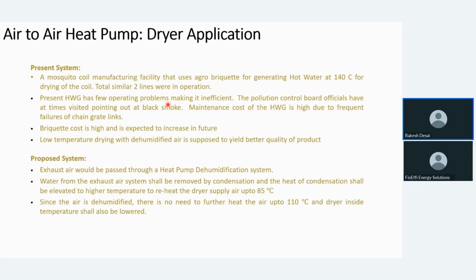That is why it was operating in an inefficient mode. Also, the pollution control board officials had visited the factory and pointed out that black smoke is emitting from the hot water generator, and it needs to be tackled. Maintenance cost of the hot water generator was also high due to frequent failures of chain grate type links. So it was having a chain grate type of firing mechanism, and that was causing high maintenance.